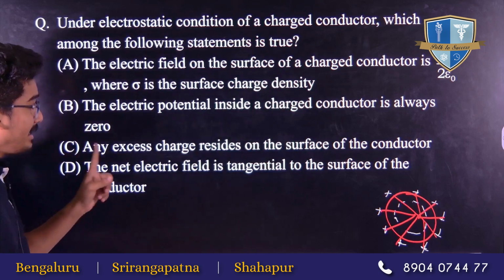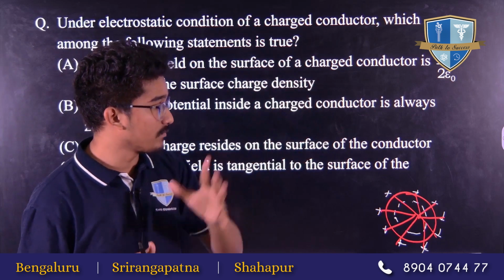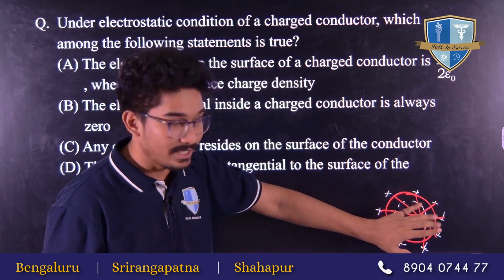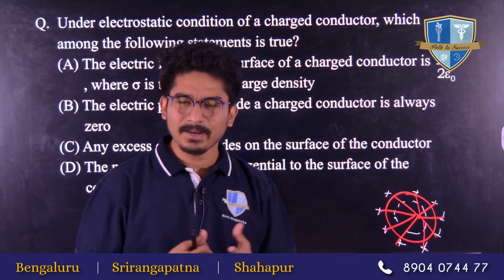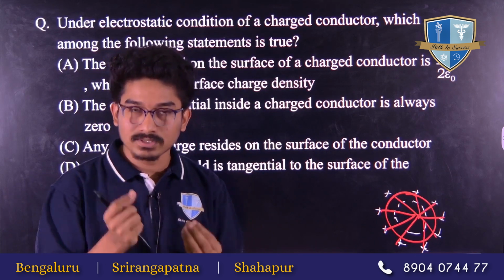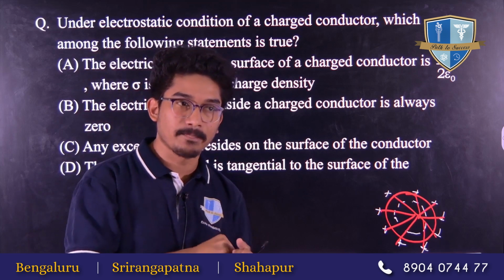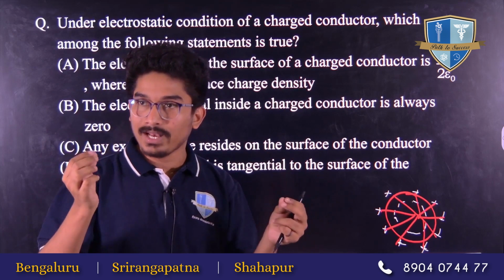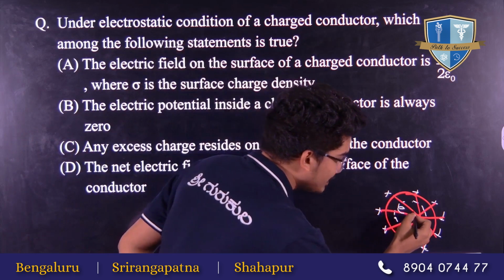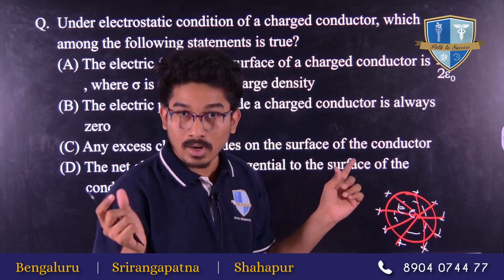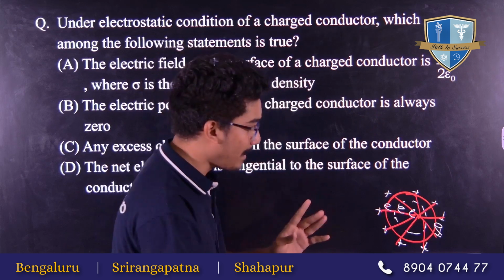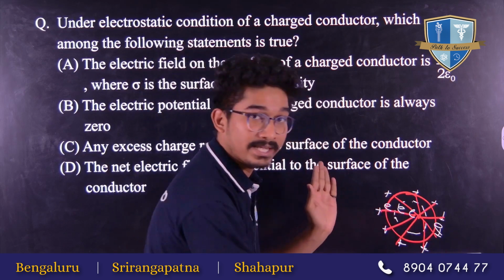Now the next option: any excess charge resides on the surface of the conductor. Just now I said that if any conductor is a charged conductor, all the charge will be on the surface. The reason behind this is that a conductor has free electrons, which are free to move inside the conductor. So there will be many free electrons and they will start repelling each other. If 2 electrons are inside the surface close together, they will try to go apart. The maximum distance they can go is to opposite ends, so as far as they can go from each other is on the surface.